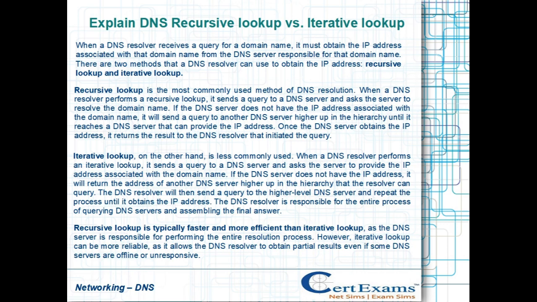Recursive lookup is the most commonly used method of DNS resolution. When a DNS resolver performs a recursive lookup, it sends a query to a DNS server and asks the server to resolve the domain name. If the DNS server does not have the IP address associated with the domain name, it will send a query to another DNS server higher up in the hierarchy until it reaches a DNS server that can provide the IP address. Once the DNS server obtains the IP address, it returns the result to the DNS resolver that initiated the query. Iterative lookup, on the other hand, is less commonly used.